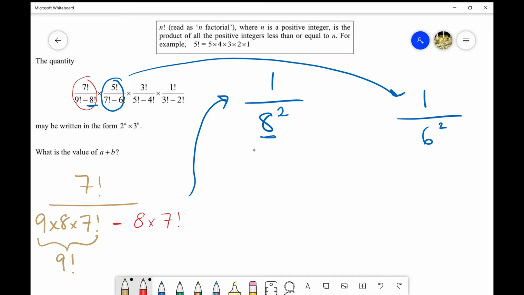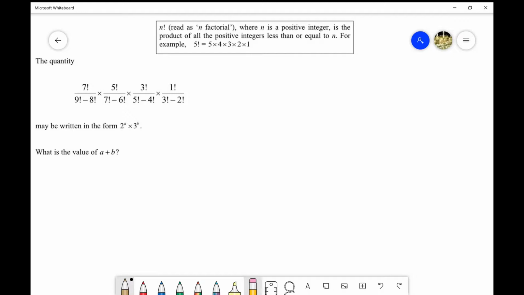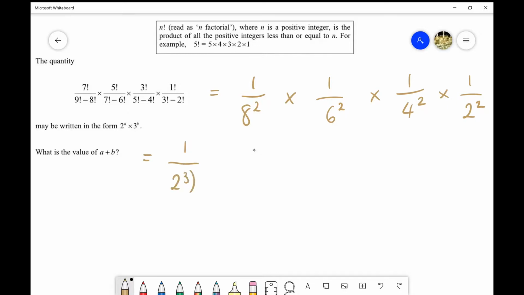You've seen hopefully how I've done it. So what we've ultimately ended up with is 1 over 8 squared times 1 over 6 squared times 1 over 4 squared times 1 over 2 squared. Okay, and at this point I'm going to write this, let's write it like this, shall we? 1 over 2 cubed, squared, times 1 over 2 times 3, squared.